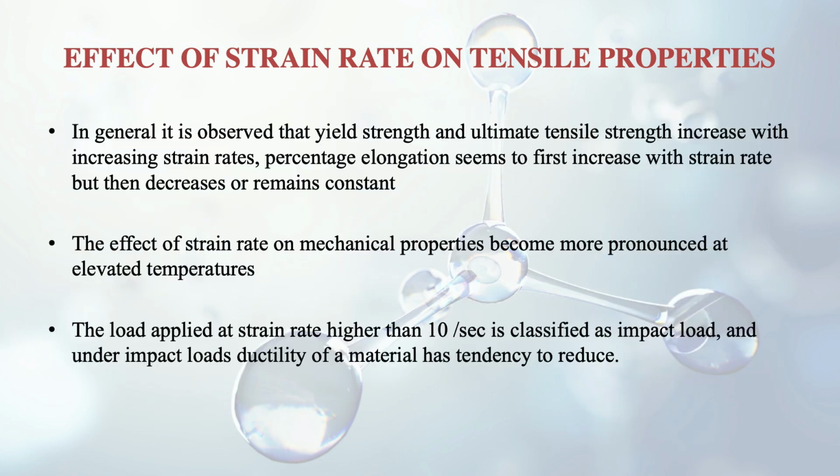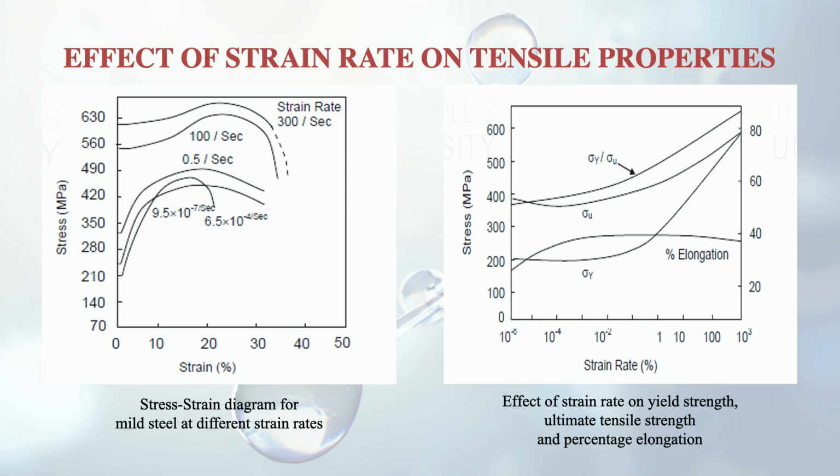The load applied at a strain rate higher than 10 per second is classified as impact load, and under impact loads the ductility of a material has a tendency to reduce. So as soon as the load becomes impact type of load, meaning it is a high load acting within seconds, what will happen due to that? The ductility of the material will reduce. Like you can see here also, ductility is going down. Here in the top figure you see it is coming to the fracture point very quickly, so the ductility is reducing, the percentage elongation is reducing.